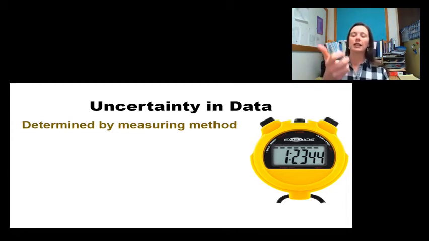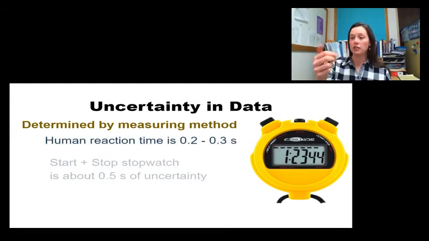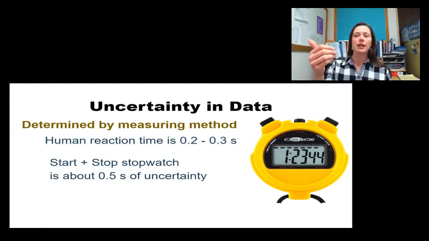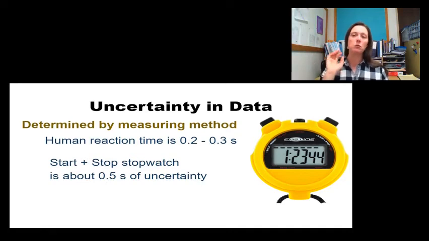Okay, now think about how you use a stopwatch. You're holding it in your hand, you click to start, you click to stop, which means you're relying on your human reaction time twice, once to start it, once to stop it. And human reaction time between when you see something happen and when you can react to it is about 0.2 to 0.3 seconds. Which means when you use a stopwatch to start and stop, that's about a half second of uncertainty in your data.